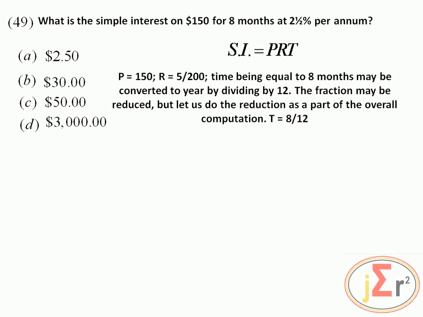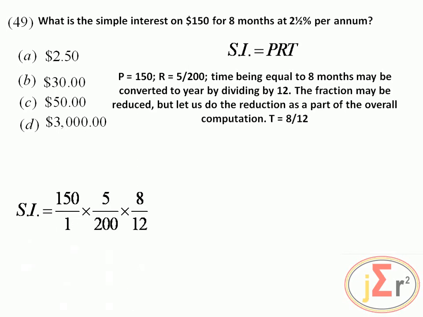Some students may not realize, or even realizing will be negligent, not considering the fact that the time is given in months, and they go merrily along treating the 8 as if it is 8 years. But we need to be cognizant of the fact that 8 is actually 8 months. So being 8 months, to determine the number of years or the portion of the year, we will divide by 12. So the time is 8 divided by 12.